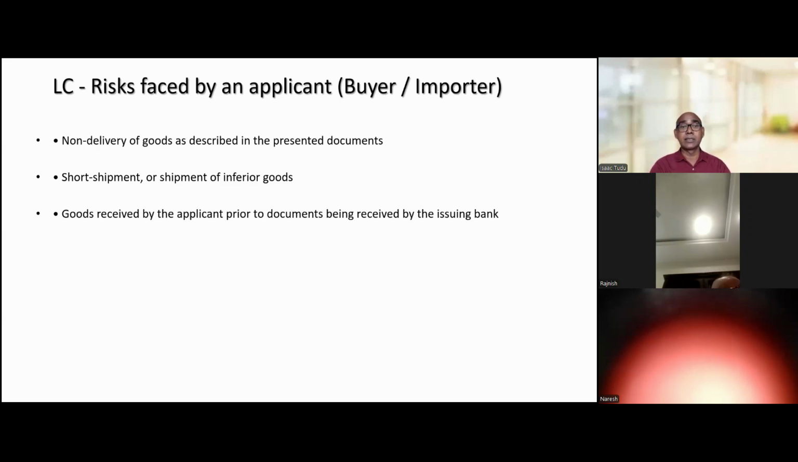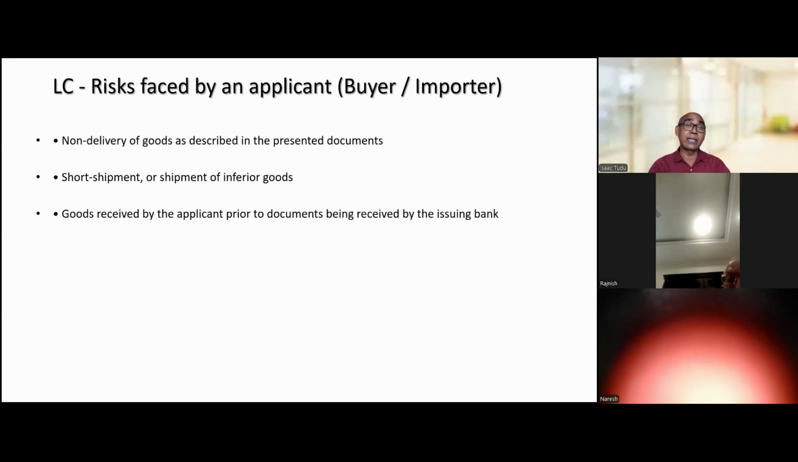Maybe in that case, the importer needs to request his bank for issuance of a shipping guarantee in favor of the carrier, so that the carrier, without even surrender of the original bill of lading, may release the goods based on the shipping guarantee. But once the importer requests the issuing bank to issue a shipping guarantee, what will the issuing bank do? The issuing bank will ask for an undertaking. What undertaking? A counter indemnity.